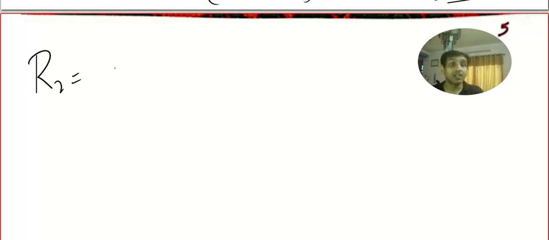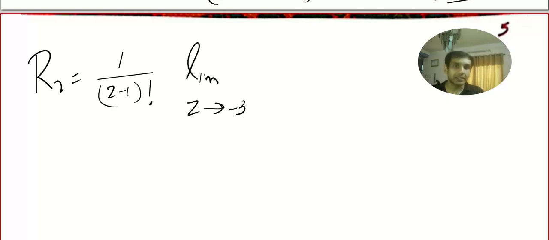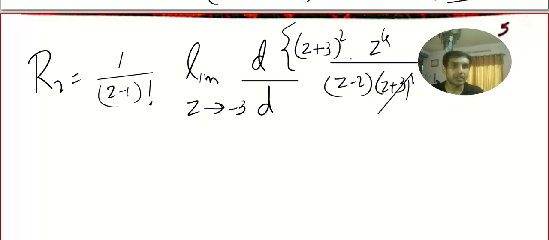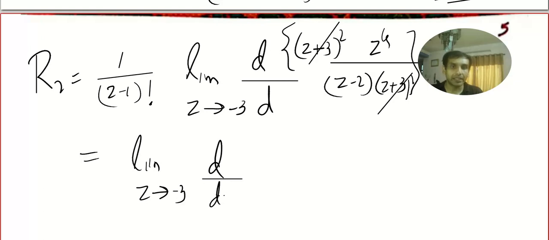Now I'm going for the second residue. It's a double pole. What should I do when I have a double pole? Yeah, 1 by order minus 1 factorial, limit Z tends to minus 3. Look at this, it's a pole of order 2, so I have to differentiate once. Z minus minus 3 will be Z plus 3 the whole square. Pole of order 2. Z power k by Z minus 2, Z plus 3 the whole square. So we have to do some differentiation. This will become 1. So limit Z tends to minus 3 d by dz of Z power k by Z minus 2.